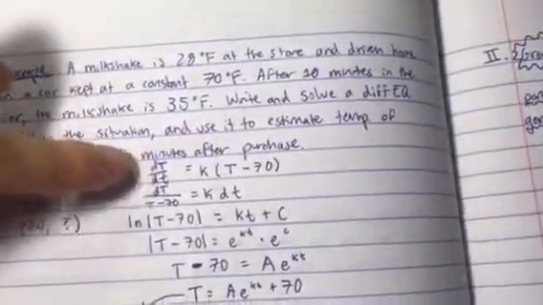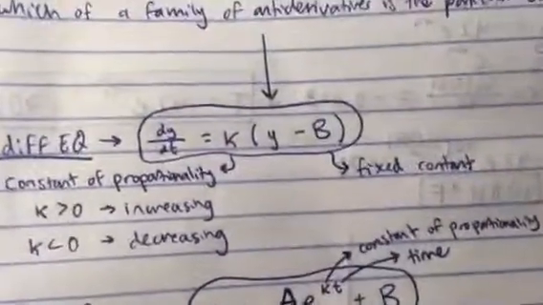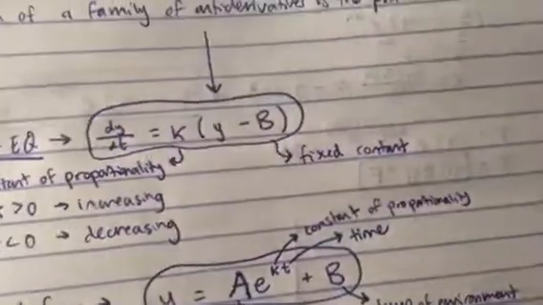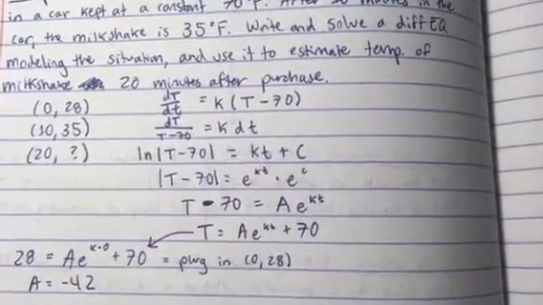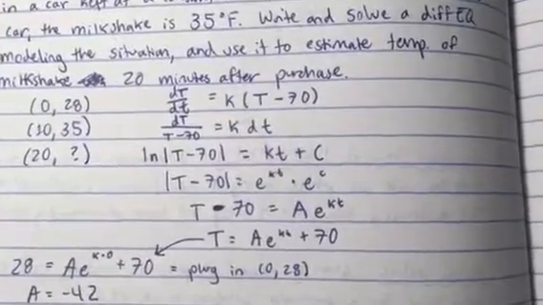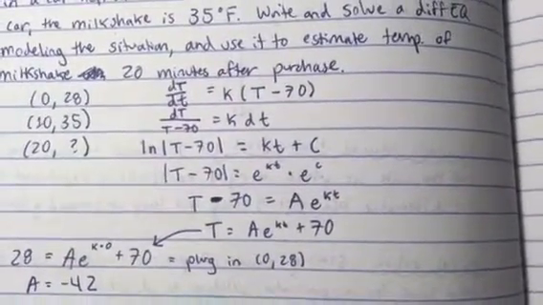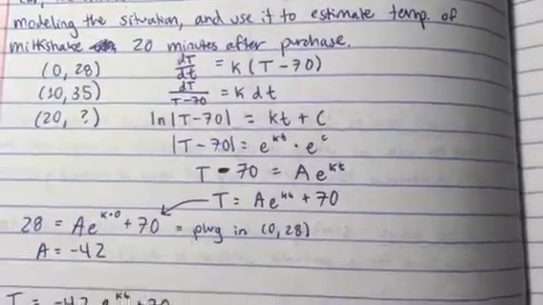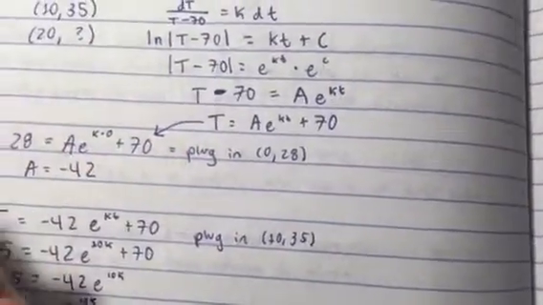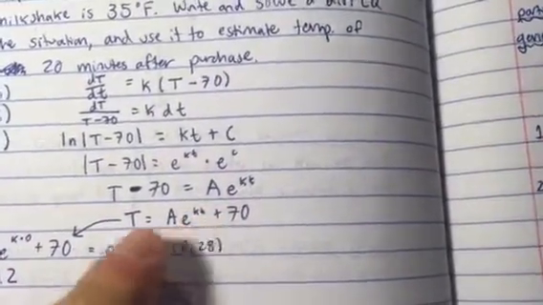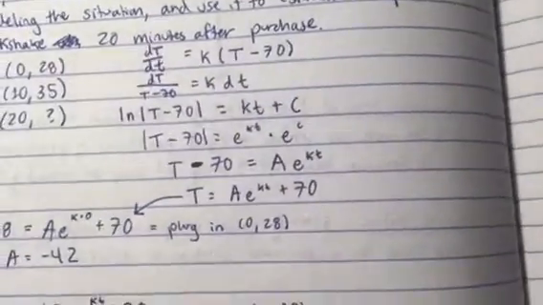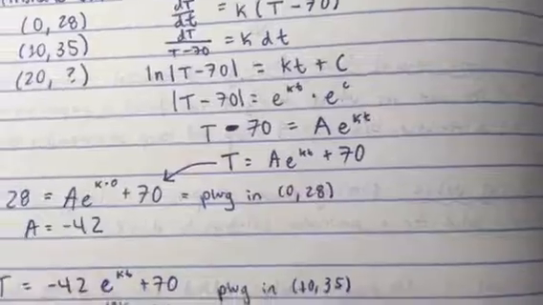So we start with the differential equation, which you'll notice has the exact same form as back here, except this time we know what b is, the fixed constant, which is 70, because the car that the milkshake is in is 70 degrees. And then we can just solve the differential equation like any other and find the general form, which will eventually help tell us the time for the given temperature. So we have T equals A times e to the kt plus 70.